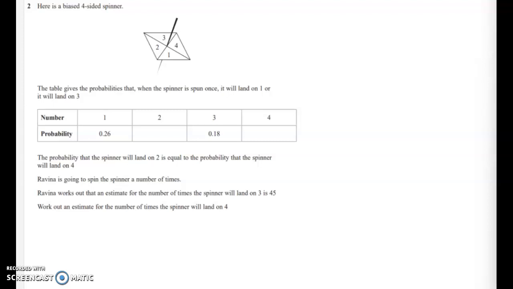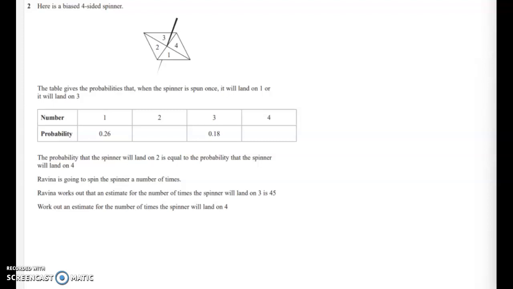Alright, so here we are doing a probability question. We all remember that all the probabilities should add up to 1. Here there are 4 numbers that could possibly hit. So the probability of hitting 1 plus the probability of hitting 2 plus the probability of hitting 3 plus the probability of hitting 4 should always add up to 1. So this is the high level of the probability.